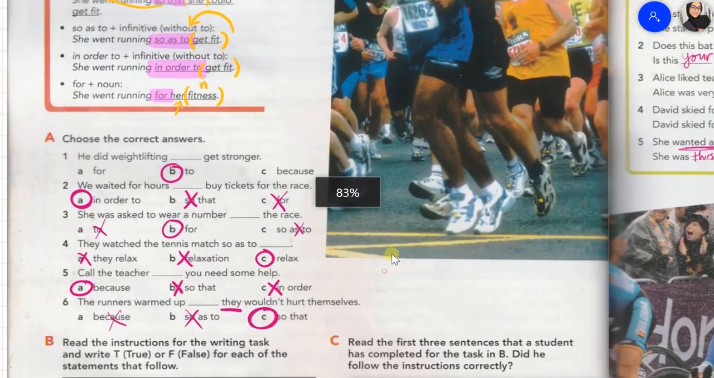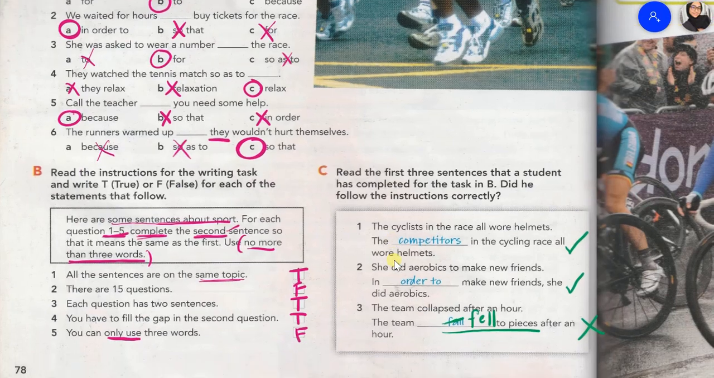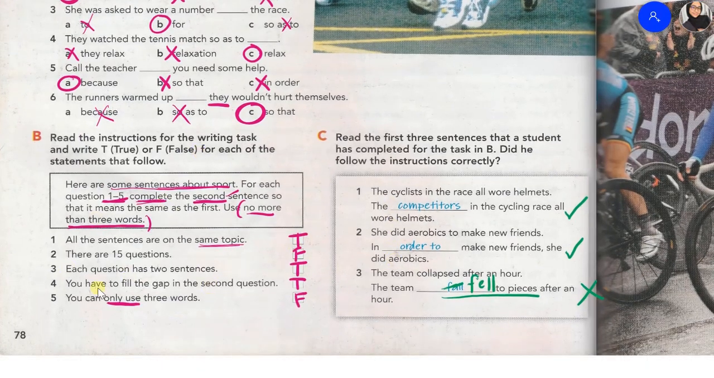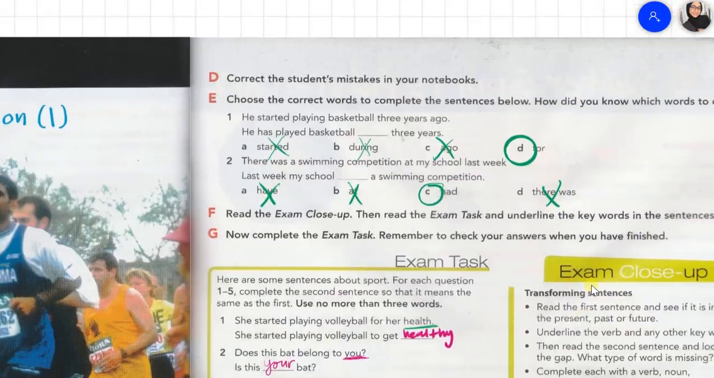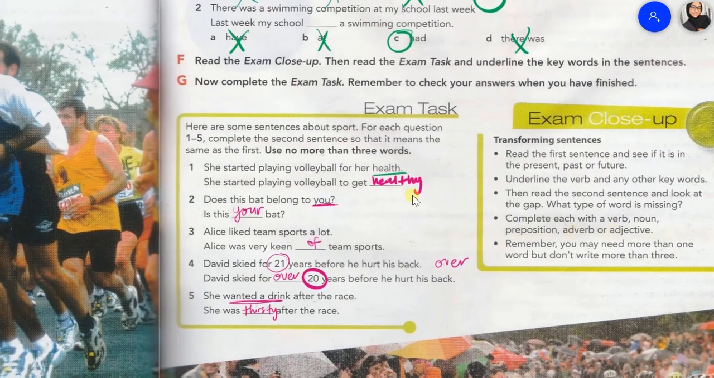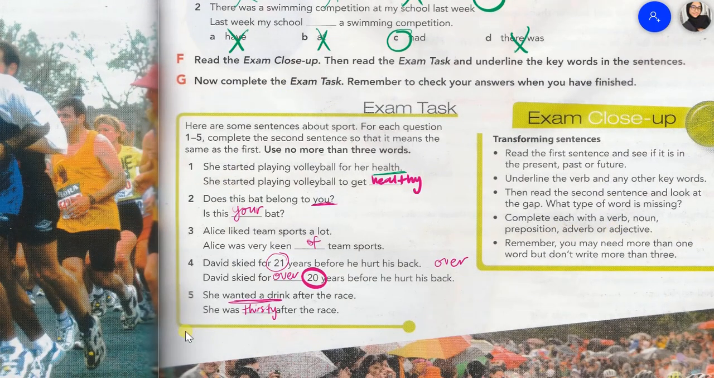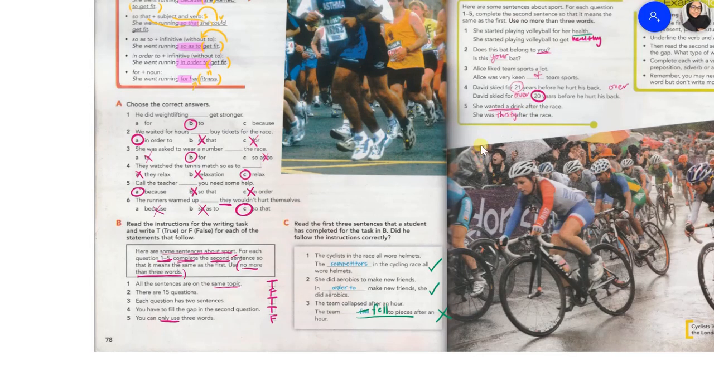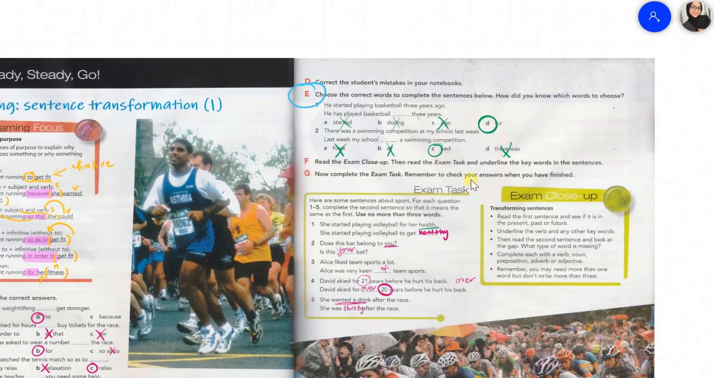This is our answer for task A. Our answer for task B. Task C. And task E. Also task G. Okay. So in your E1, you need to include the answer, okay, for task A, task E, and task G, exam task.